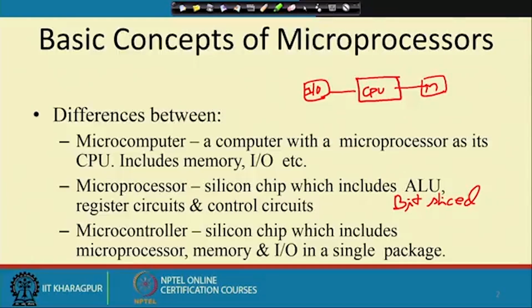So, for a high speed design, what is required is that all these components within the CPU should be contained in a single chip. When we talk about a microprocessor, they are essentially doing that. All these components are designed in a single chip. So, it is a single silicon chip which has ALU, registers and control circuitry.